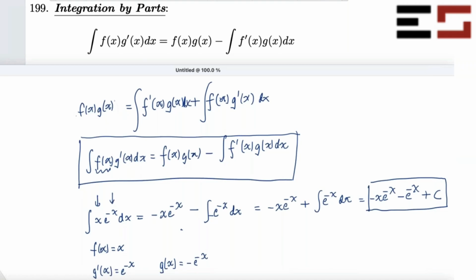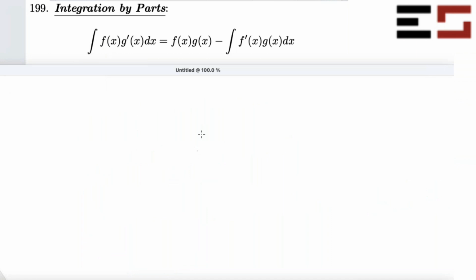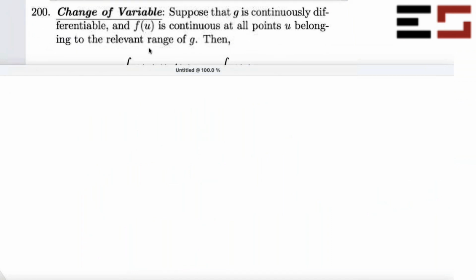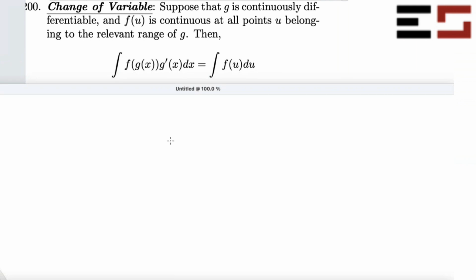Okay, let me discuss another very useful technique to solve integrals. So that's basically integration by substitution, or change of variables. Now this is also something which is actually going to follow straight from the chain rule of the derivatives.